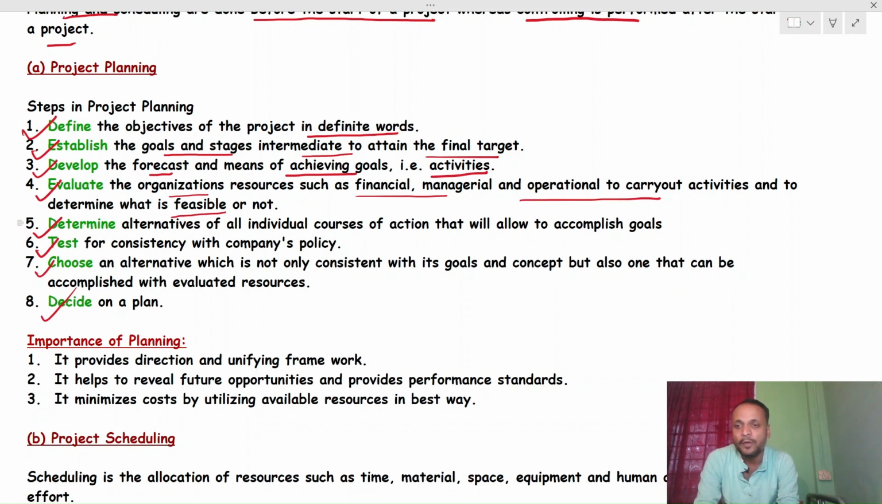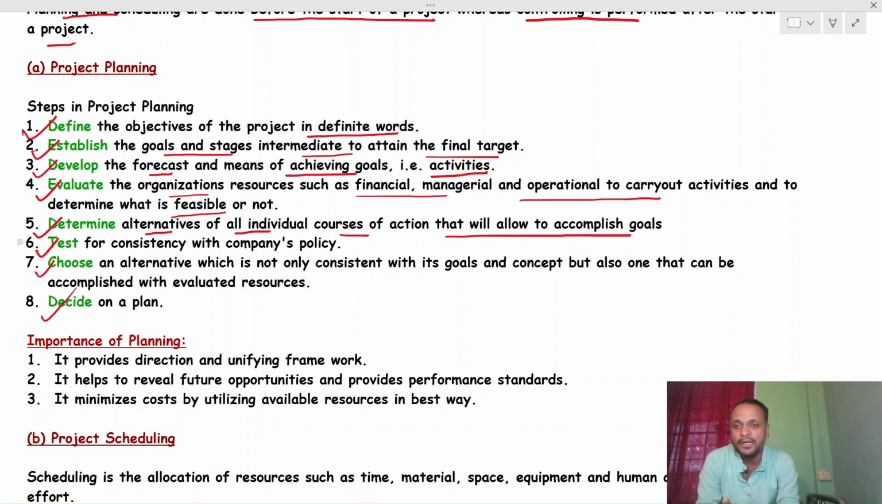Then the next is determine. Determine alternatives of all individual courses of action that will allow you to accomplish goals. So if you are missing anything, or if any activity is not possible, then what are the alternatives? Let us consider you have fixed the time of an activity and you are not able to do the work at that time, because a flood has come or anything else. In that case, what alternatives do you have to determine for each activity?